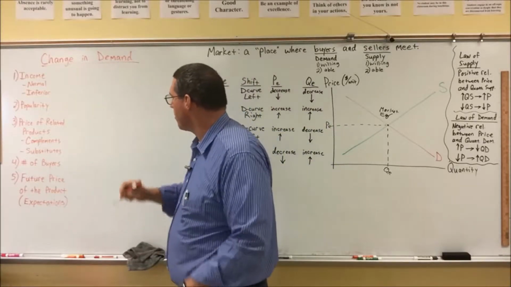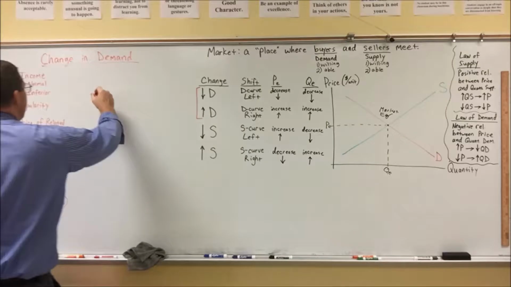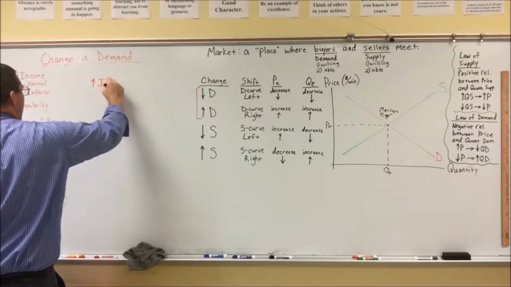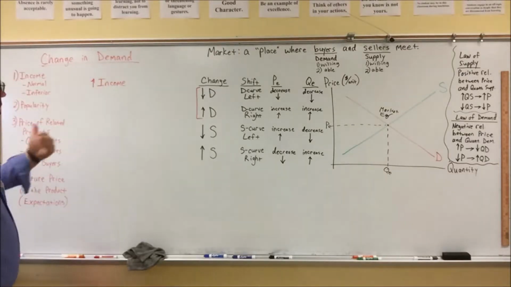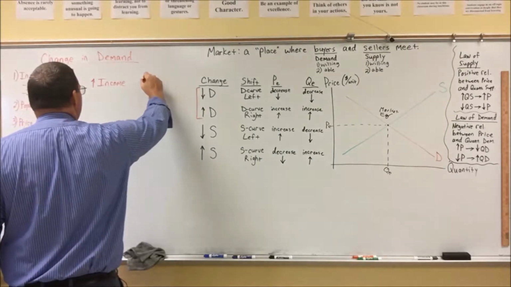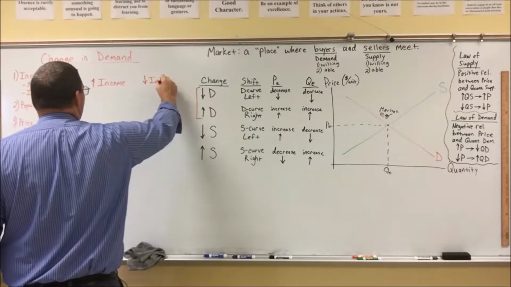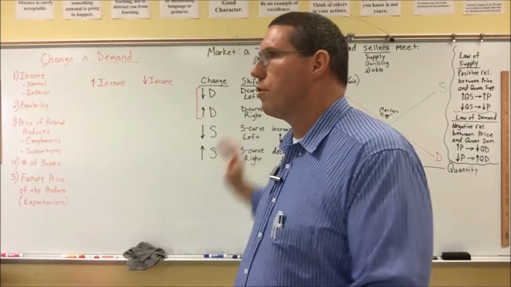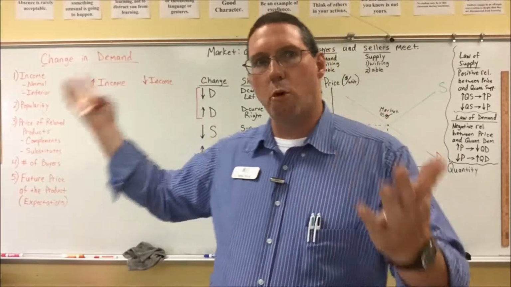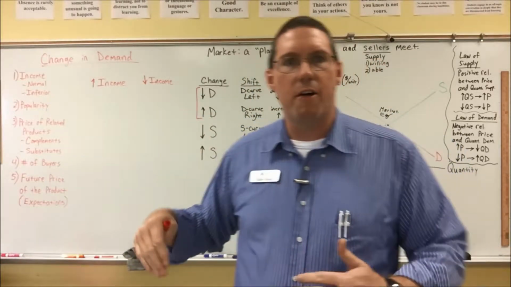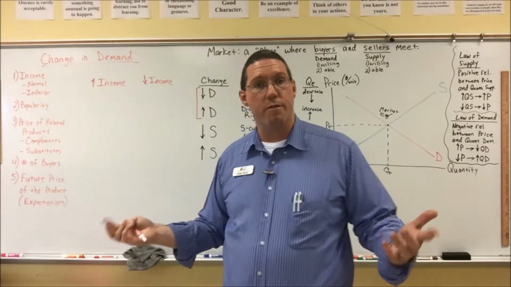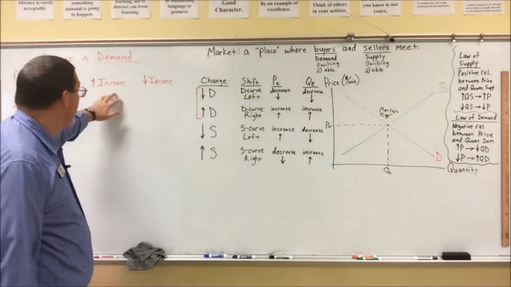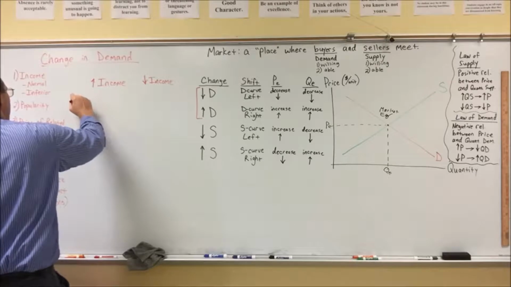So the idea is this: there is an increase in income, when incomes go up, that's one possibility. The other possibility is that income will go down. Now, when I say income going up or going down, I mean in general for all consumers. In general, all consumers have more money, or in general, all consumers have less money. Okay, and this can happen for various reasons in the economy.